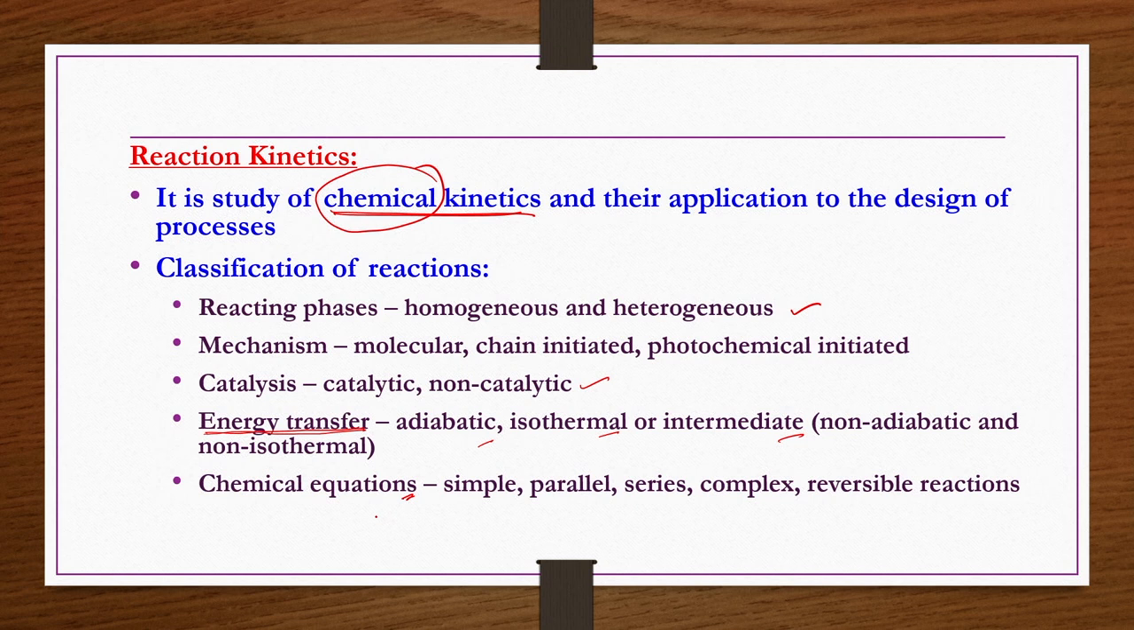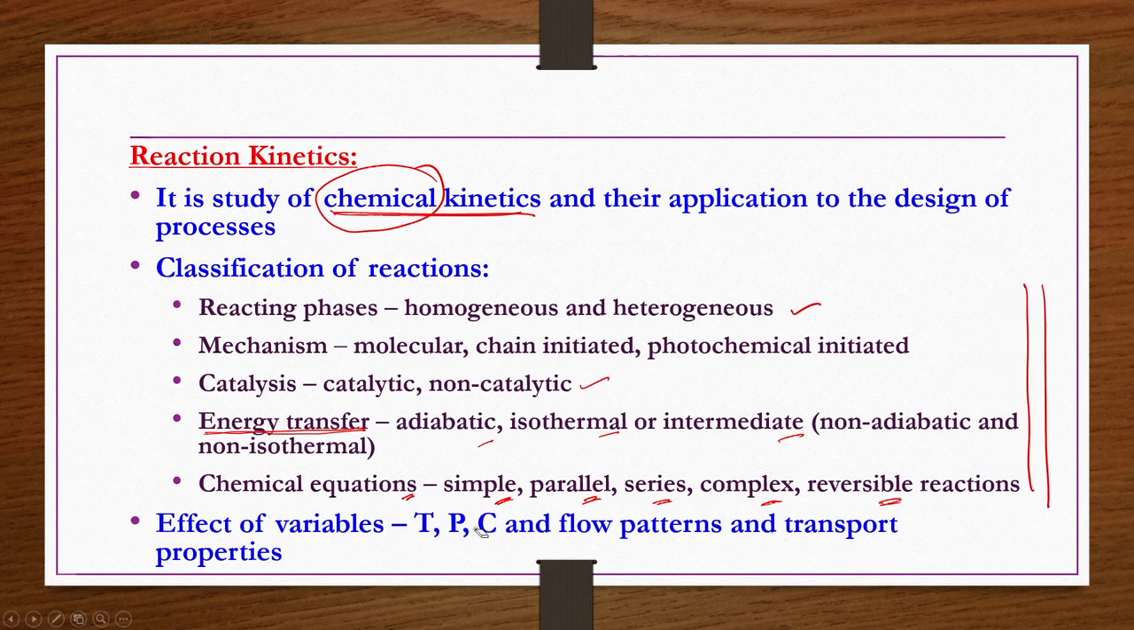chemical equations, like A plus B giving rise to R, A plus S giving rise to R. But again, different types of equations are possible. So, based on the chemical reaction equation form, they can be simple reactions, parallel reactions, series reactions, complex reactions, reversible reactions, etc. Right? For all of these reactions, the effect of variables, temperature, pressure and concentration, is very essential to know how important they are.